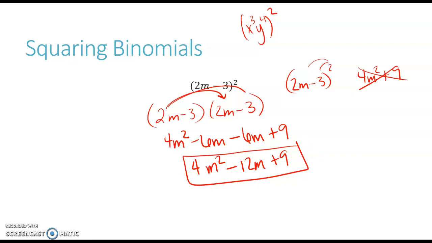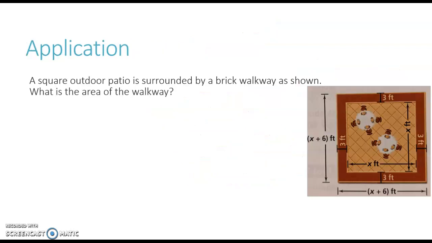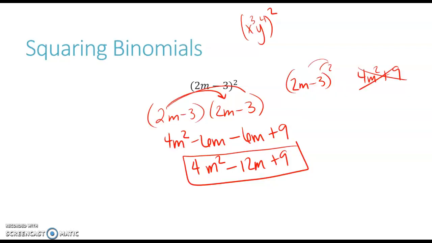So notice I used double distribute to figure this out. Now we're going to talk about the pattern, which is basically we squared. We're going to call this A plus B, right? A plus B quantity squared. So we're going to square A.